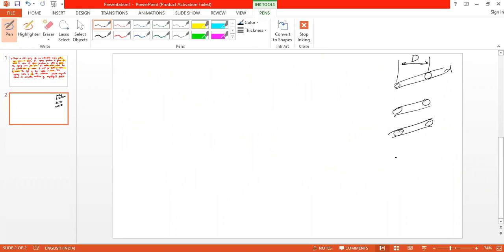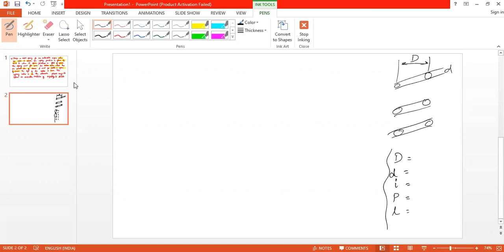Okay, and so we need to find the diameter of the spring coil and the diameter of the spring wire, number of turns, and what is the pitch and what is the length. So we need to find all these things. To find this, there are certain criteria, conditions given in the question.